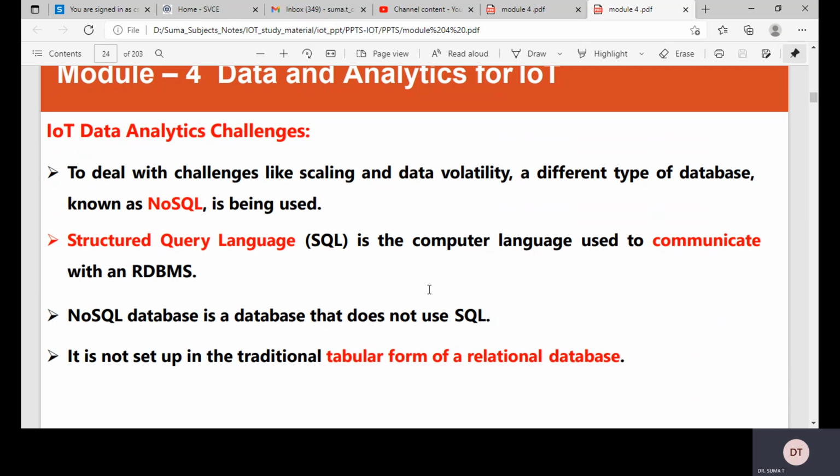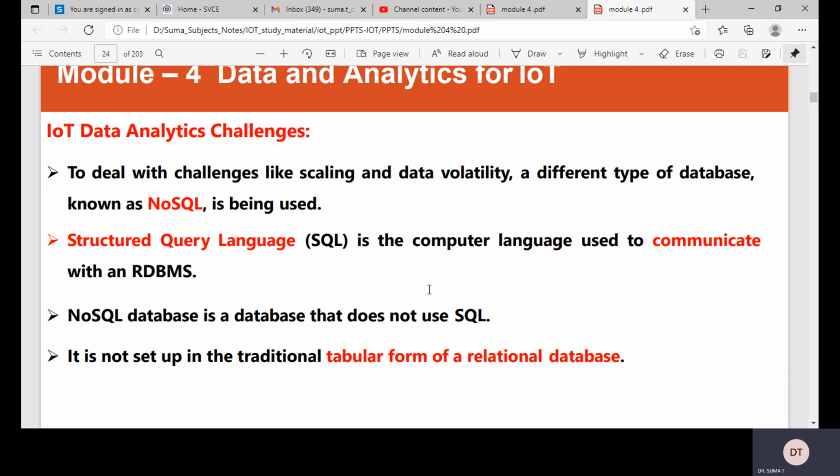As the name implies, a NoSQL database is a database that does not use SQL. It is not set up in the traditional tabular form of a relational database. NoSQL databases do not enforce a strict schema, and they support a complex, evolving data model. These databases are also inherently much more scalable.